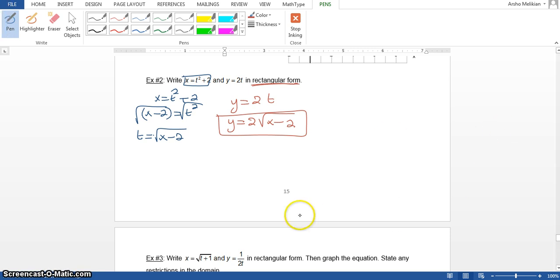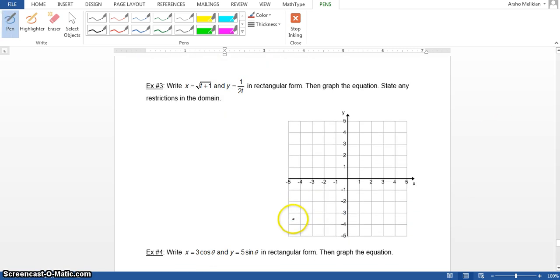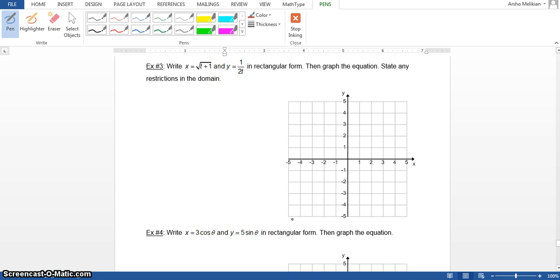All right, this is a similar problem. We're going to write x and y in rectangular form, then graph the equation. I'm going to take this equation again, and I'm going to solve it for t. When I square both sides, I get x squared is equal to t plus 1. x squared minus 1, therefore, is equal to t. Now I can take this and plug it into my equation for y.